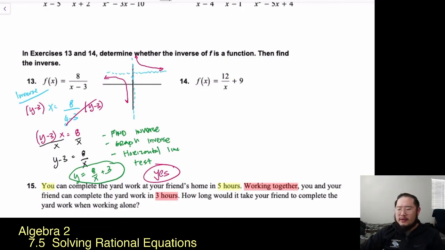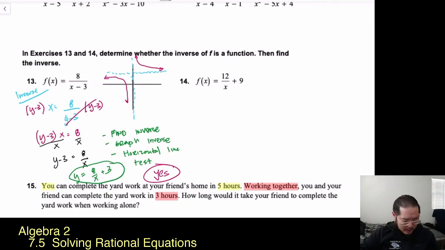All right, the key thing right here is finding the inverse, though. What I care about the most is, hey, can you find the inverse? Do you remember how to do that? Switch x and y in the beginning. Some of you try to switch it at the end. Don't know why. Switch it in the beginning, and then solve for y, and go through your steps.